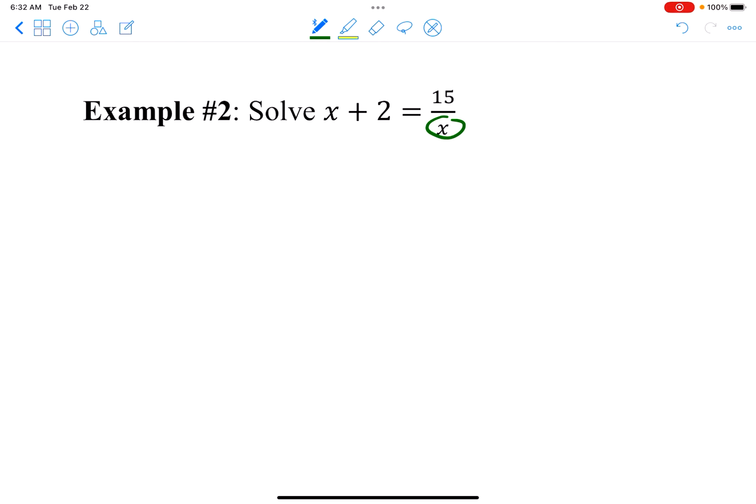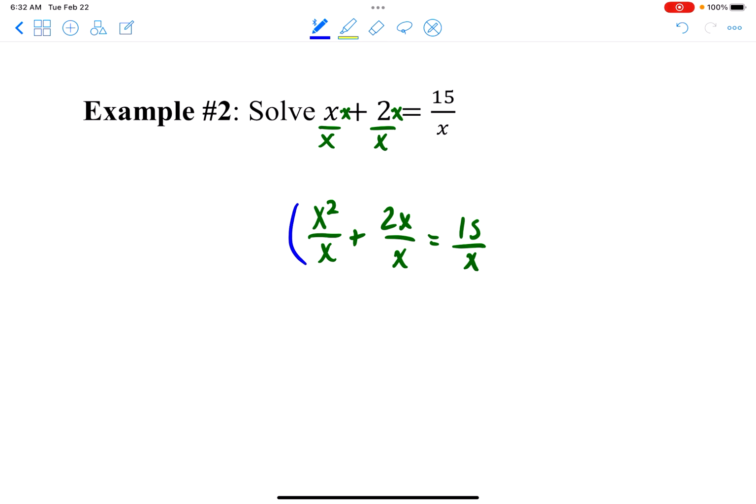So common denominator, I'm going to make the common denominator x, so I need to multiply. Just make sure when you give it an x on the bottom that you give it an x on the top as well. So we have x squared over x plus 2x over x is equal to 15 over x. And then we can multiply by the denominator, right?